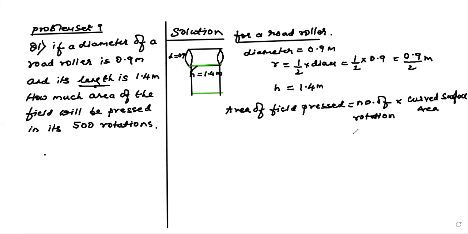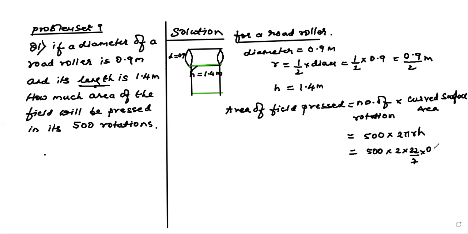What is the number of rotations, children? The number of rotations is 500 into curved surface area 2 pi r h. Okay, 500 into 2 into pi is how much? 22 upon 7. They have not mentioned the value of pi, children. I should take it as 22 upon 7.